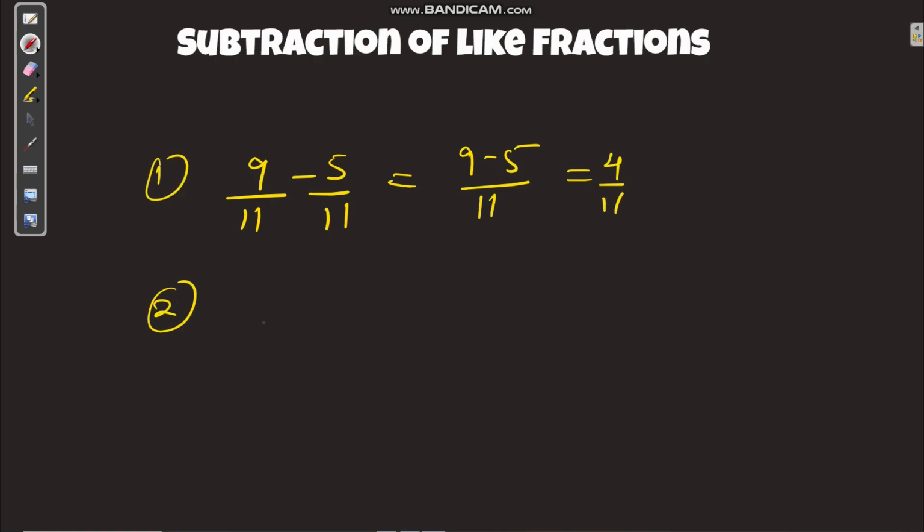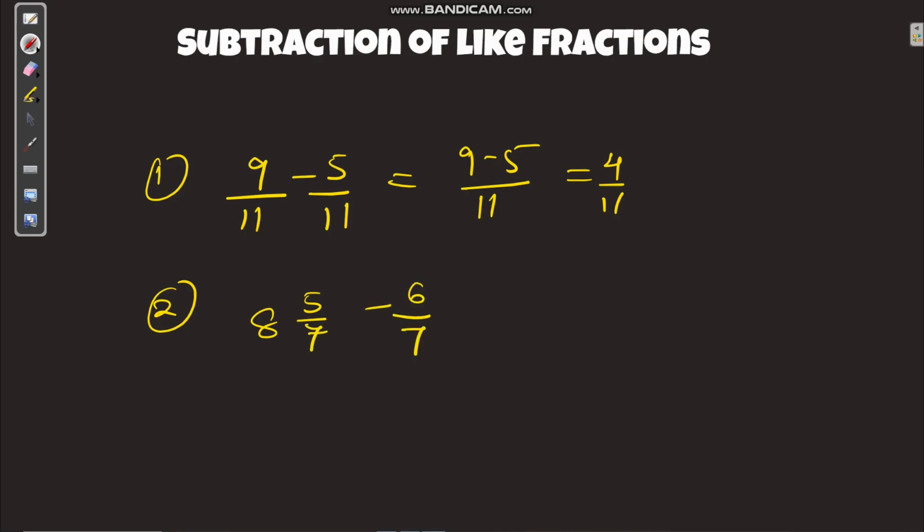I hope you have understood this method. Let's take 9 by 11 minus 5 by 11. Because they are like fractions, just subtract the numerators. The answer is 4 by 11. Let's take one more example where you have a mixed fraction to subtract.